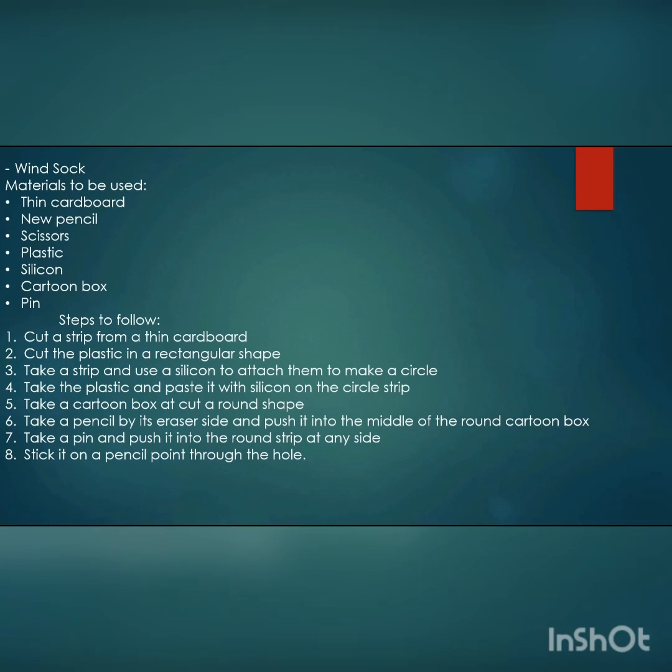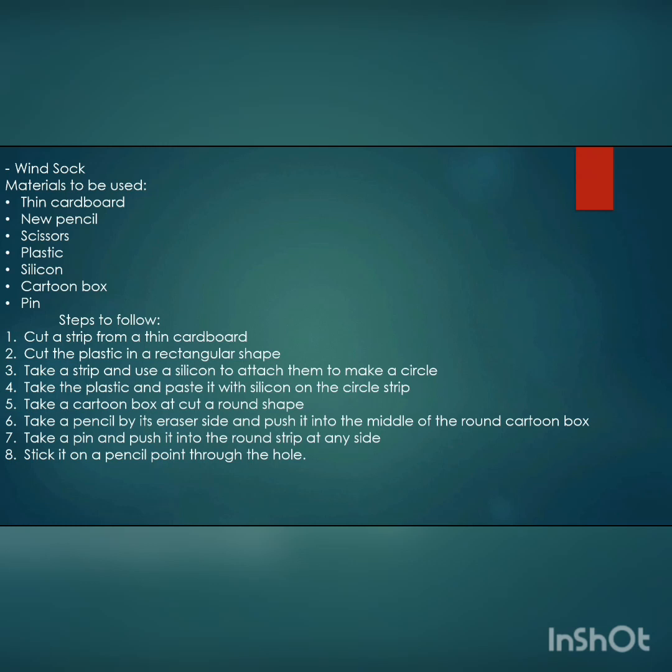Next, we have the windsock. Materials to be used: thin cardboard, new pencil, scissors, plastic, silicone, carton box, and pin. Steps to follow. Cut a strip from a thin cardboard. Cut the plastic in a rectangular shape. Take the strip and use silicone to attach the ends to make a circle. Take the plastic and paste it with the silicone on the circle strip.